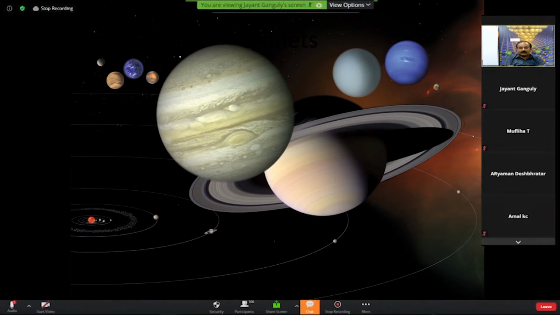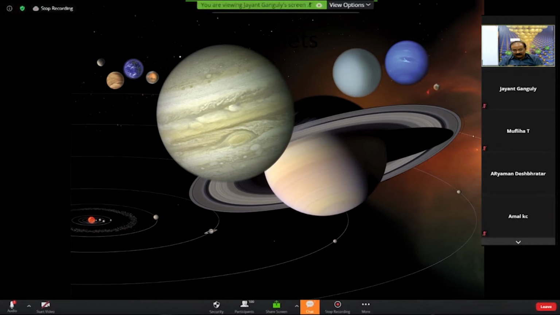Its density is in fact lower than the water. And then we have Uranus and Neptune. Previously we had Pluto. So all these bigger planets, that is Saturn, Jupiter, Uranus, Neptune, they are gaseous. Though they have a solid core in the center, they are mostly made up of gases.